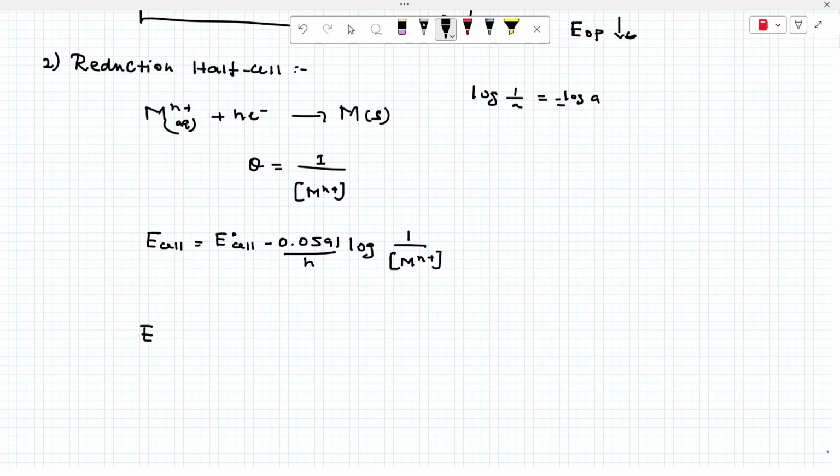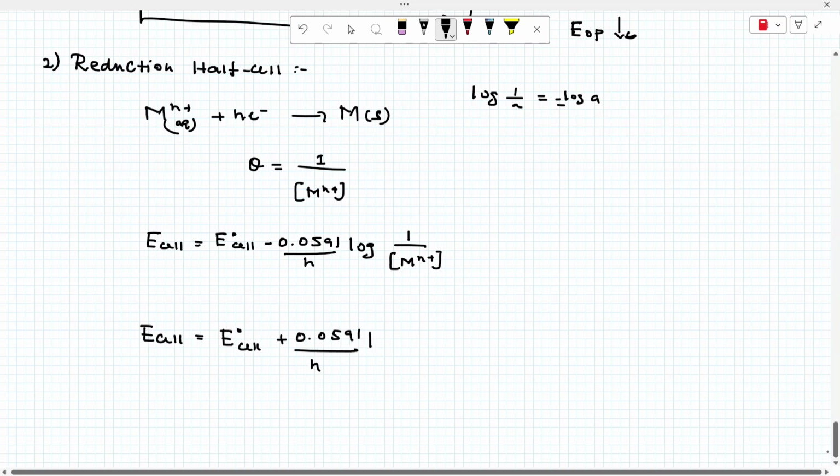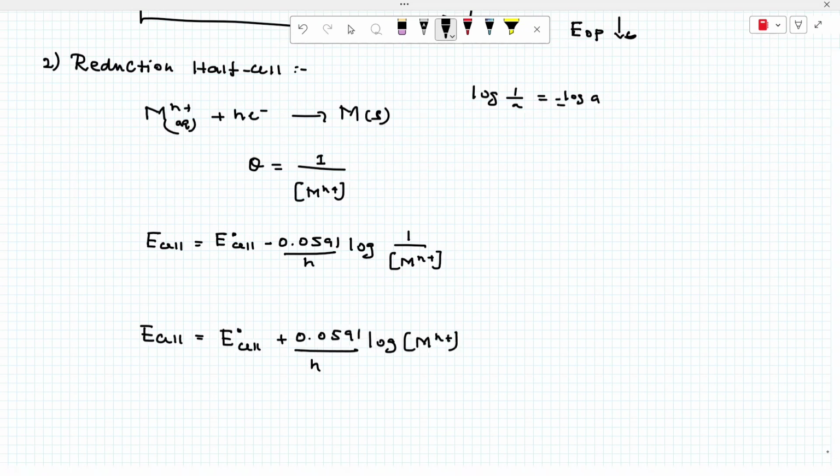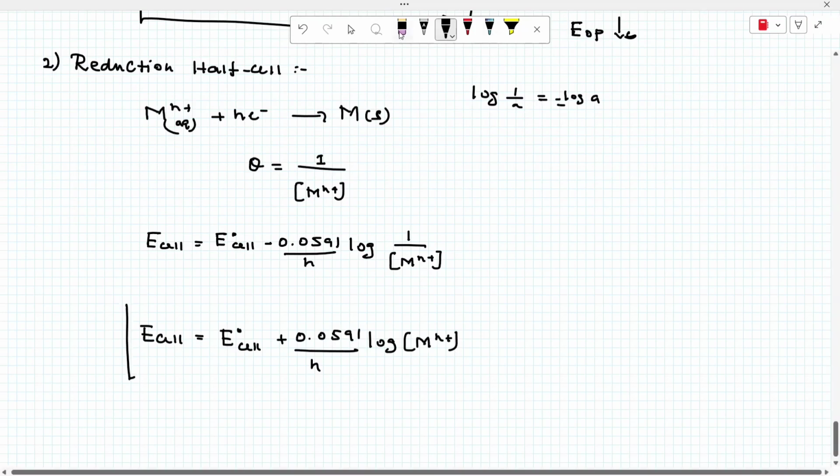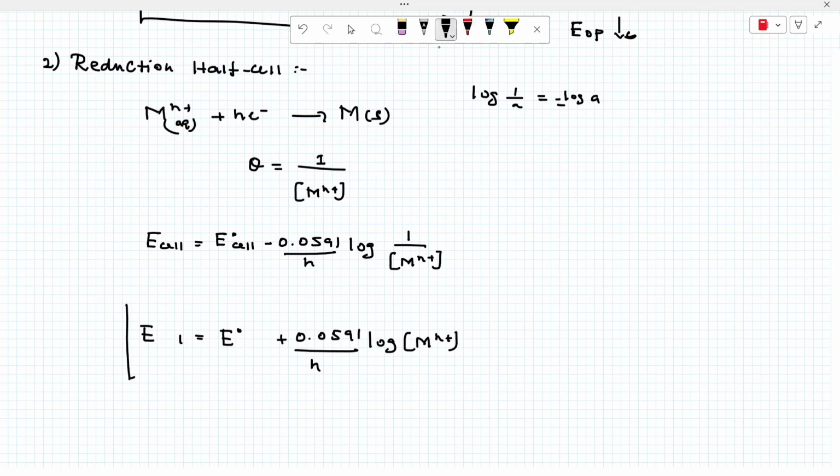Therefore, what is the formula now? Now this E cell is equal to E naught cell plus 0.0591 by n into log [M^n+]. This is a reduction. We can say this is RP, reduction potential. This is the reduction potential formula.